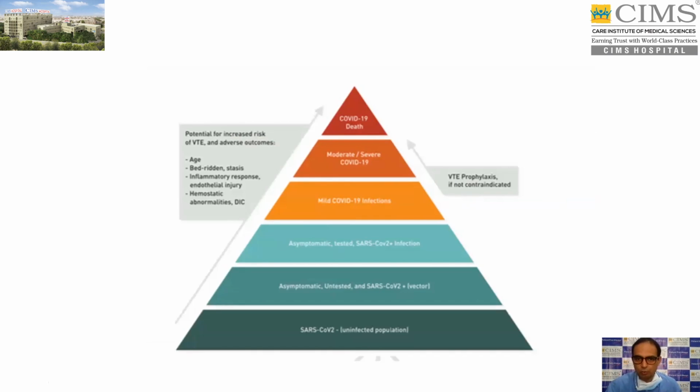You can start with LMWH. Oral anticoagulants are not advised. Plain heparin is not advised. It's basically LMWH which is advised for venous thromboembolism. In fact, some of the guidelines are telling that anybody admitted with COVID disease, which may not be possible in India because we are admitting every asymptomatic patient also with COVID, but any sick patient admitted with COVID, like anybody beyond moderate disease, should be at least on prophylactic anticoagulation.